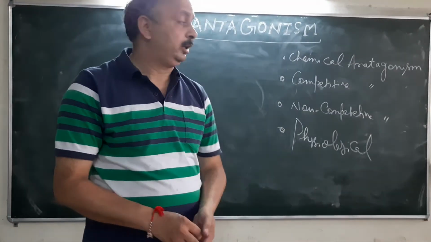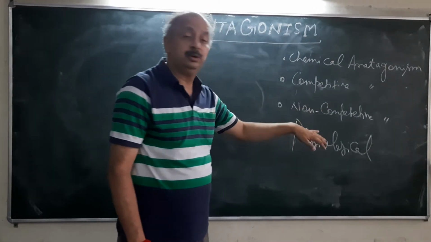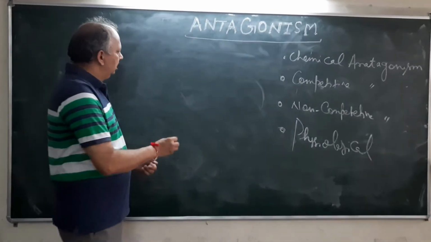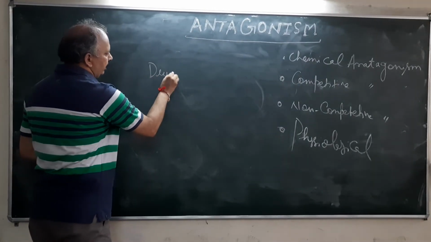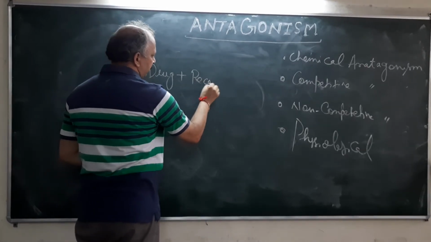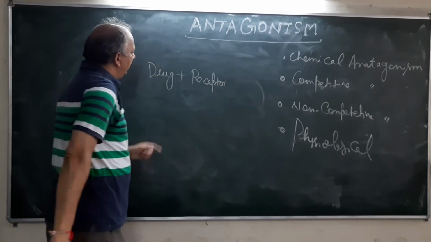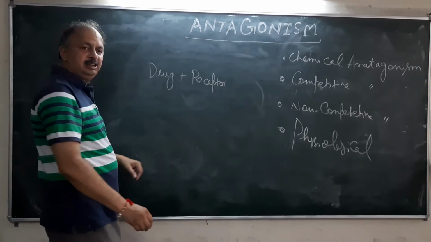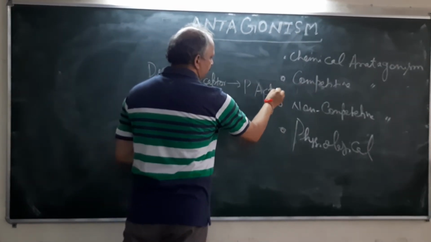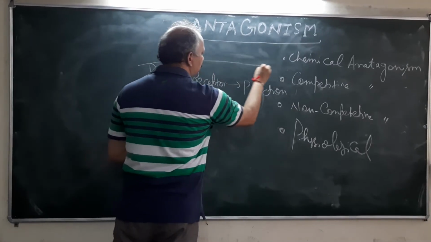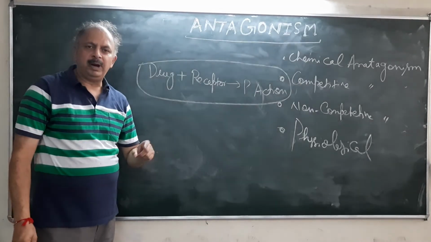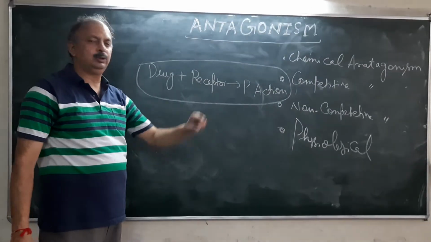The next one is competitive antagonism. Yesterday I told that a drug, first of all, has to combine with the receptor, and when the drug combines with the receptor, then only it shows its pharmacological action. This is very, very important. You must understand this thing. Drug has to combine to its receptor to show the pharmacological action.